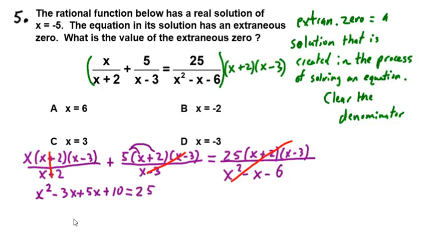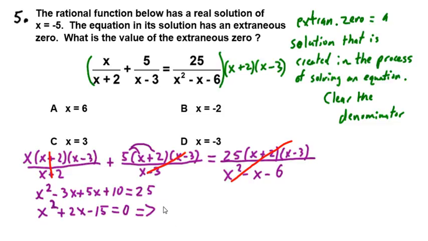So we're going to try a couple of simultaneous steps here. We're going to take x squared, and negative 3x plus 5x is going to be plus 2x. And then we're going to subtract 25 from both sides of the equation. So 10 minus 25 is going to be minus 15. And on the right side, we have 25 minus 25, which equals 0. And so now we can solve by factoring here.